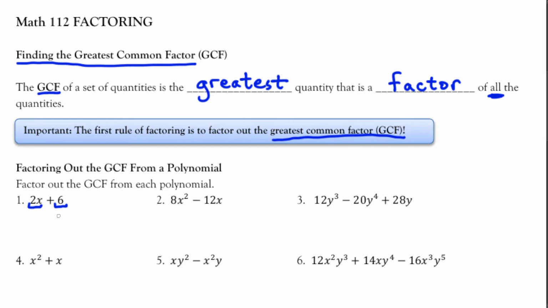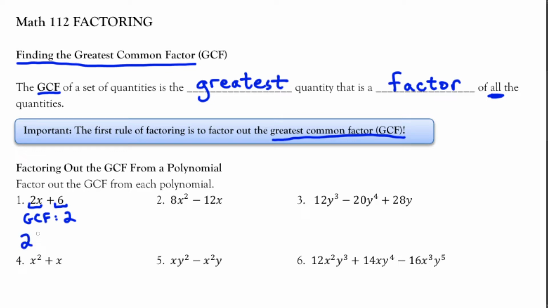Well, they both have a factor of 2. The 2 is in common, but they don't share any other factors. 2x also has an x in it, and 6 also has a 3 in it. But the greatest common factor is 2. So we will factor out a 2 from both terms.